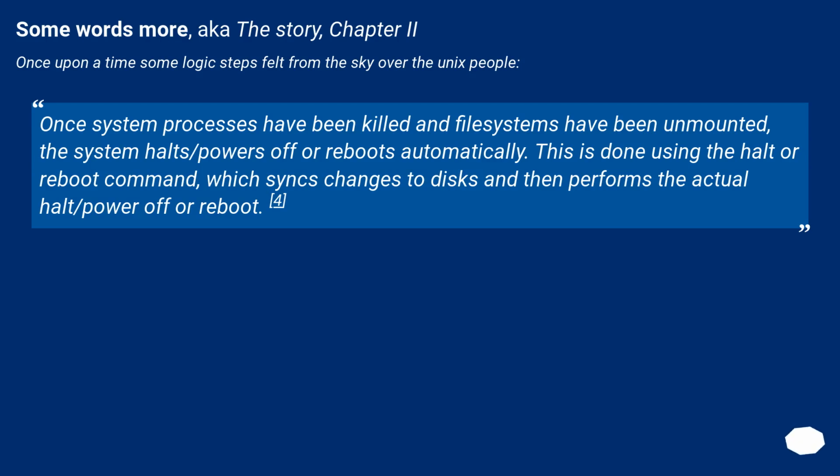Some words more, aka the story, chapter 2. Once upon a time some logic steps fell from the sky over the Unix people. Once system processes have been killed and file systems have been unmounted, the system halts, powers off or reboots automatically. This is done using the halt or reboot command, which syncs changes to disks and then performs the actual halt, power off or reboot. 4.